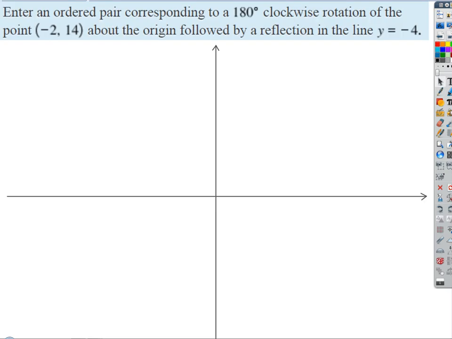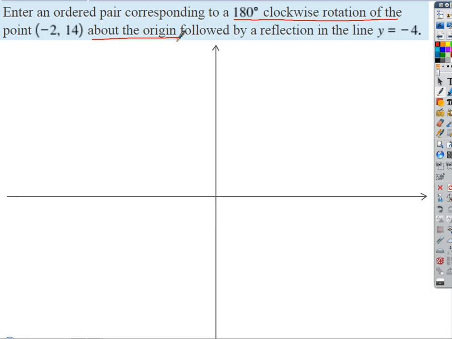So what about something like this? Enter an ordered pair corresponding to a 180 degrees clockwise rotation of this point about the origin, followed by a reflection in the line y equals negative 4. So let's take this in pieces. Step 1 is a 180 degrees clockwise rotation about the origin. Okay, so let's go back and create a rule for that, right?